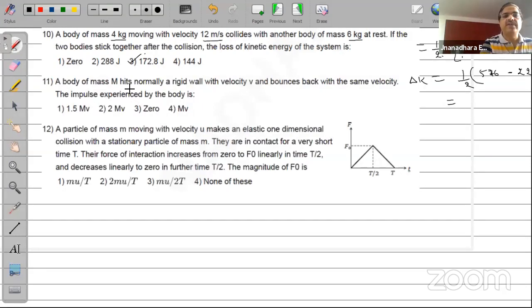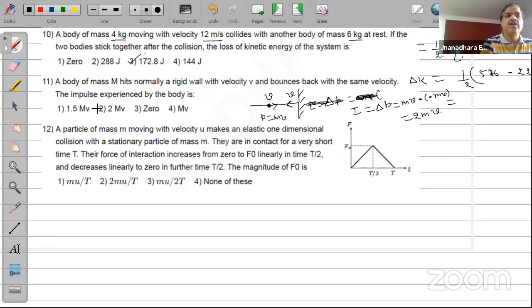11th question. A body of mass m hits normally a rigid wall with a velocity v and bounces back with the same velocity. The impulse experienced by the body is. Impulse again is essentially same as the change in momentum. Here it is moving with a velocity v, so its momentum is going to be mv. When it comes back, again it's coming back with the velocity v, and therefore once again it will have the same momentum but in the opposite direction. So the change in momentum, impulse, should be equal to mv minus of minus mv, and that will be equal to 2mv. So the answer should be 2mv. So that's the 11th question.